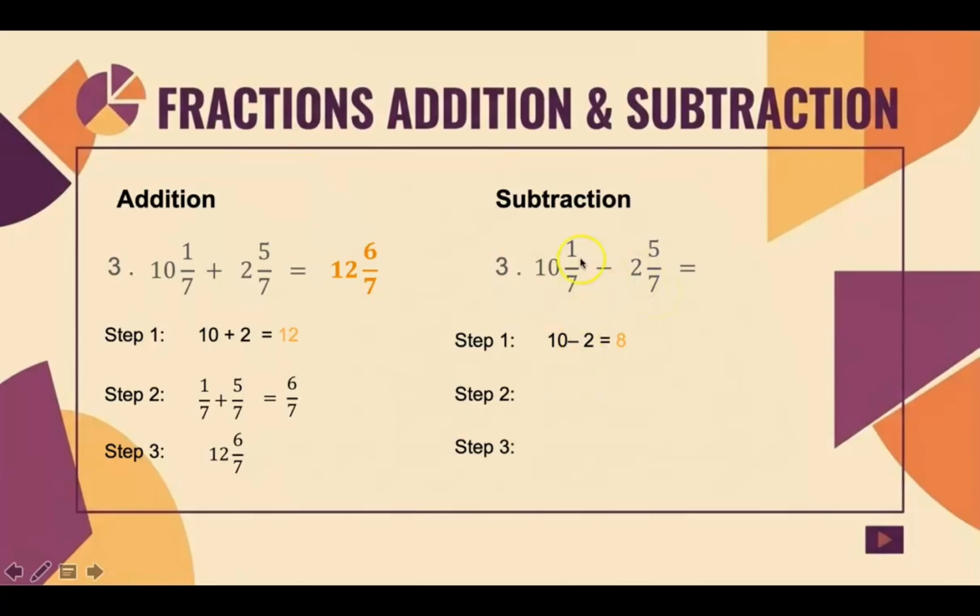And then for step 2, we need to separate the fractions. And if we do 1/7 minus 5/7, we get negative 4/7. And then if we move on to step 3, we get 8 plus negative 4/7. However, as I explained in some of my previous videos, the negative 4/7 is like a debt. I owe you some money, so we can use the 8 to pay it off. So if we do 8 minus 4/7, we will get our final answer as 7 and 3/7.